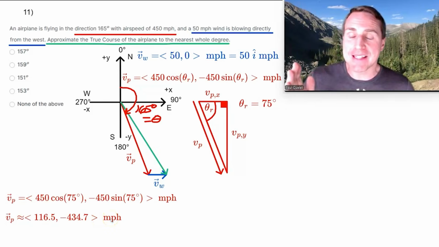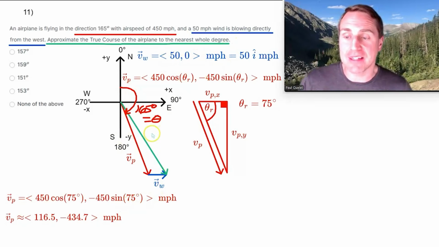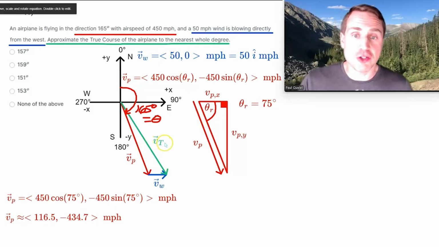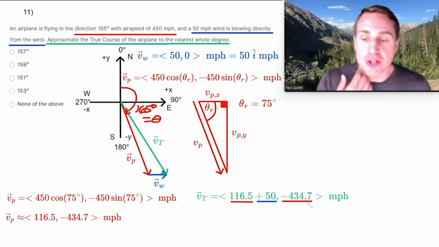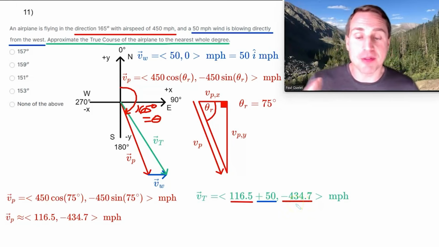Then we need to get the total velocity by adding the x component of the wind to that of the plane to get v total. So v total, let's do in green for this analysis. Notice the plus 50 is coming from the wind, and these other two parts, of course, are coming from the plane itself. So 116.5 plus 50, I think, is going to be 166.5.